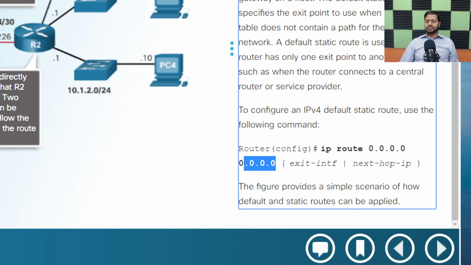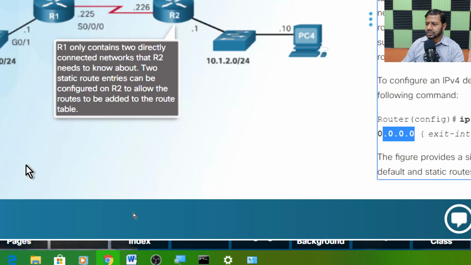In my routing table, my router only knows a few routes, and all other routes in the world my router does not know. So for those destination networks, my router says, I don't know where to send. I don't know every network in the world. That's why I would write down this static route entry, this default route.